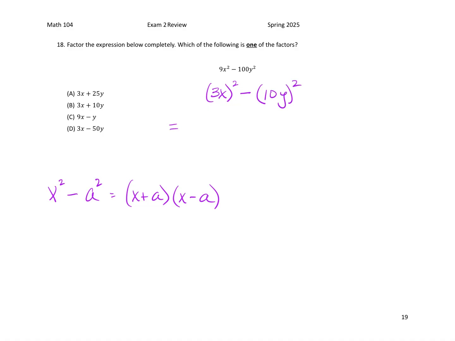So the difference of squares here is going to be 3x plus 10y times 3x minus 10y. Okay, and then that would be option B is one of the factors.